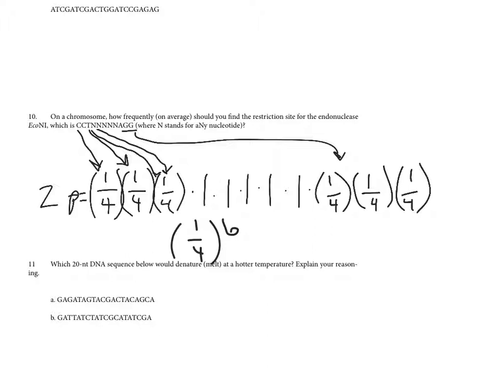So yes, the frequency depends on the number, the length of the recognition site, but in this case, the N's basically don't do anything to the math. And those N's don't have to be in the middle. They could be anywhere in the sequence. They would still have the same effect, that you would just multiply whatever your answer was by 1. So I could add 3 N's onto the end of that sequence, and it would still be the same probability, 1/4 to the 6th.